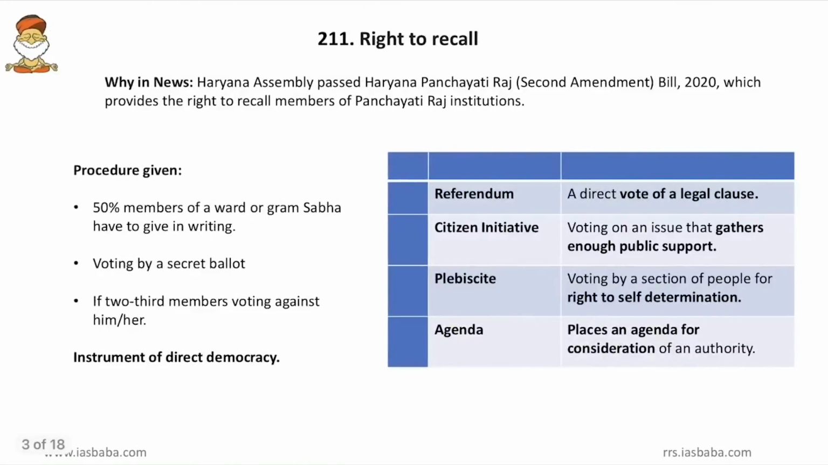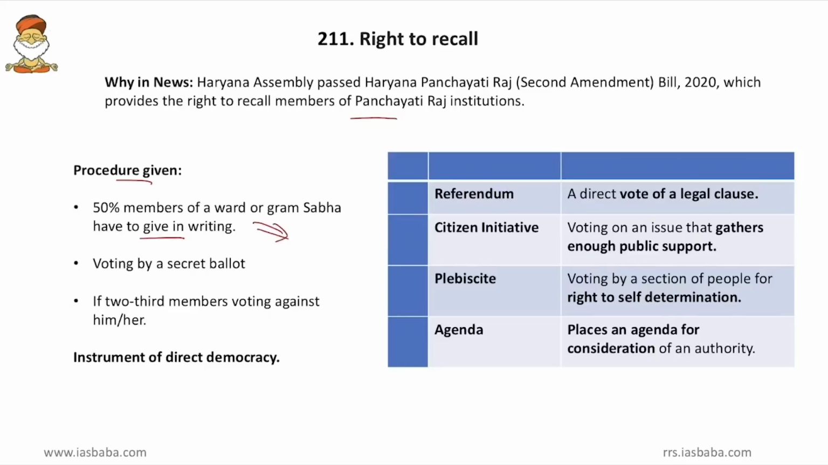Coming to the first one, right to recall. Why was it in news, friends? Because Haryana Assembly passed Haryana Panchayat Raj Second Amendment Bill 2020, which provides the right to recall for the members of Panchayat Raj institution. So, what is the procedure given by the Haryana's bill? It is that 50 members of a ward or Gram Sabha have to give in writing in order to initiate a motion for right to recall.